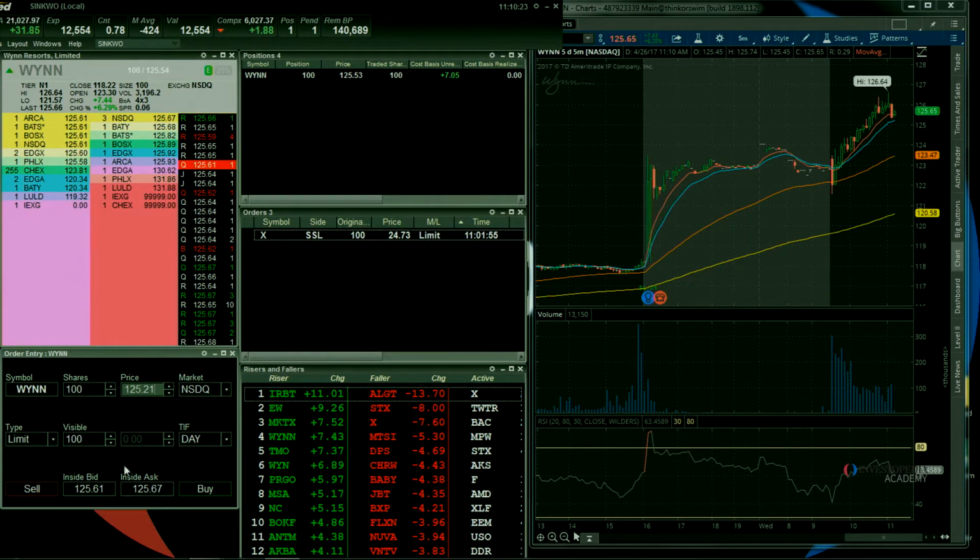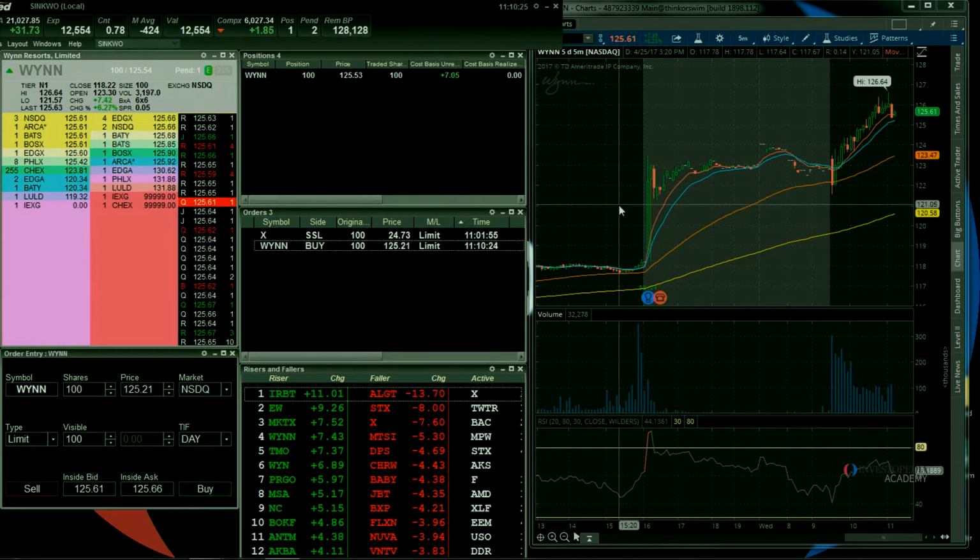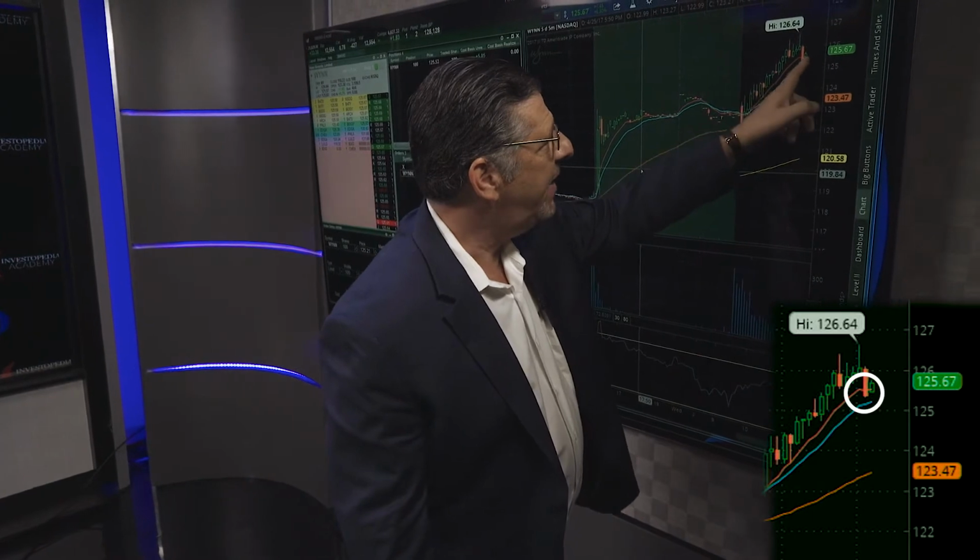125.21. We are going to add to our trend trade. Okay? And now we have entered into this trade. We just bought this stock on our 9 EMA at 125.55. The idea behind this trade is it came back, it hit the trend, and it should start turning back up now.